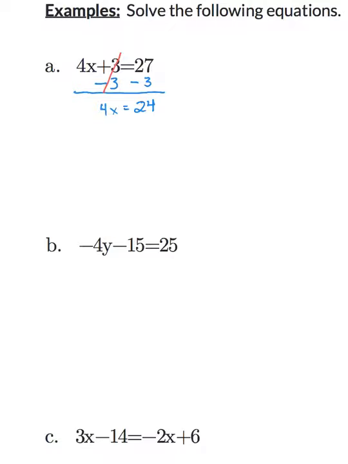The next thing we want to do to get x by itself is to get rid of the 4. Since this is 4 times x, I want to get rid of multiplying by 4, and the opposite of multiplying by 4 is dividing by 4. So on the left side, my 4's cancel, leaving me with just x. And on the right, we have 24 divided by 4 is 6.